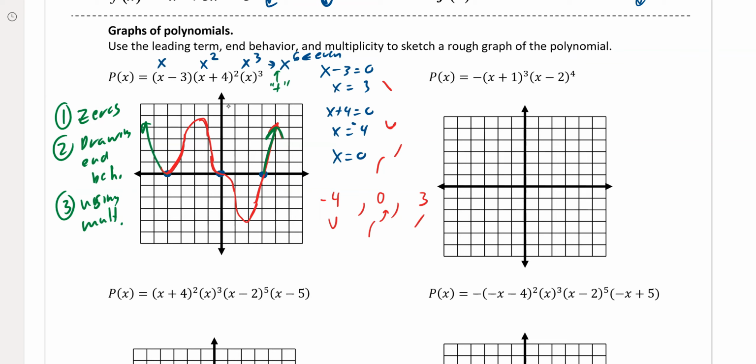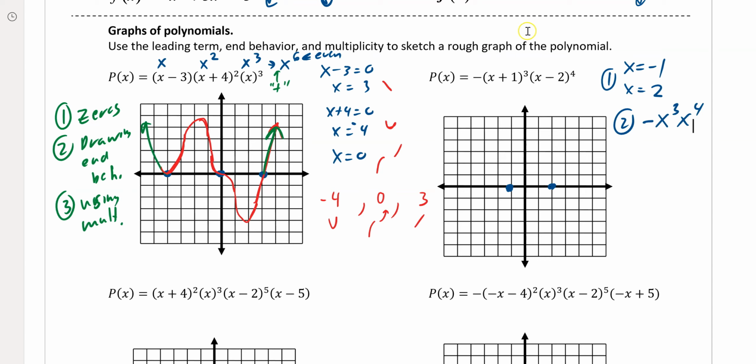So here, what are our zeros? We have x equals negative 1 and x equals 2. And they're in order, so we know we have a negative 1 and a 2. So now that's number 1. Number 2 is end behavior. So we have a negative and then an x cubed and then an x to the 4th.